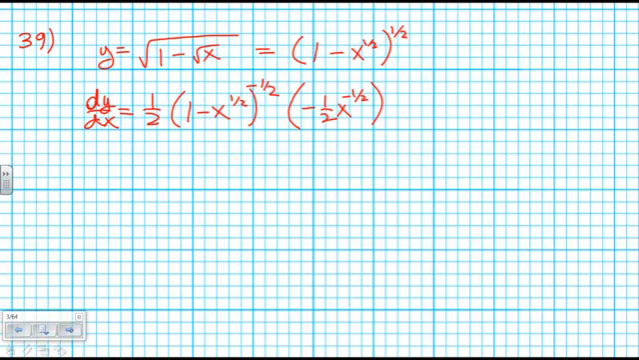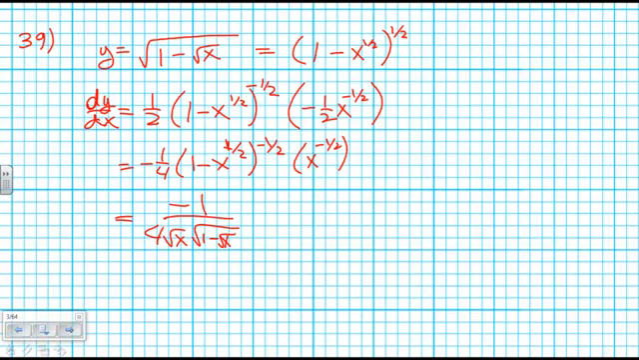Clean up. Negative 1/4, (1 minus x to the 1/2) to the negative 1/2, times x to the negative 1/2. I imagine that they take this and make this into 1 over 4 square root of x, square root of 1 minus square root of x. No? They leave it just like that? Yeah. Really?